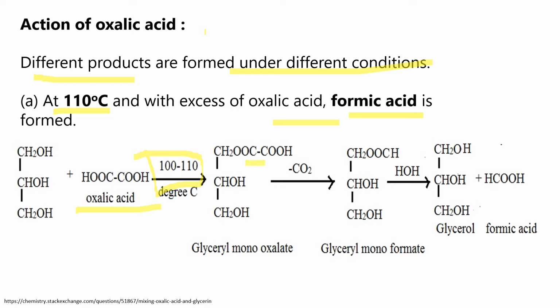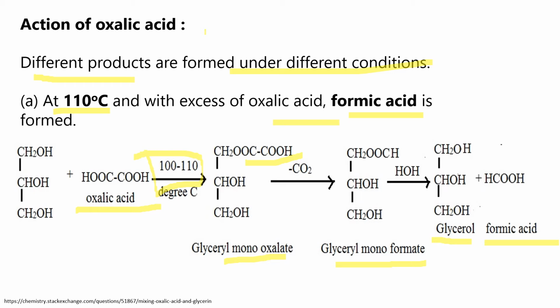So only one molecule of oxalic acid is added. Hence it is called glycerol monooxalate. And further, the decarboxylation of this glycerol monooxalate forms glycerol monoformate. So on removal of a CO2, it is forming glycerol monoformate. Okay, and this further undergoes hydrolysis, forming formic acid, and glycerol is regenerated. So this is how oxalic acid reaction with glycerol forms formic acid.